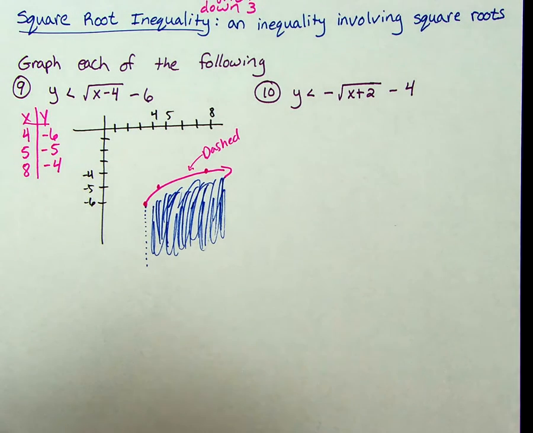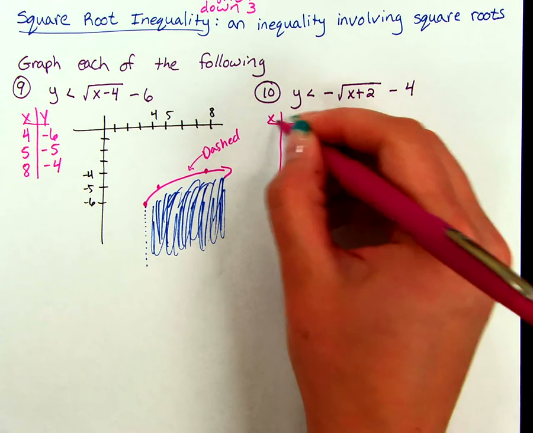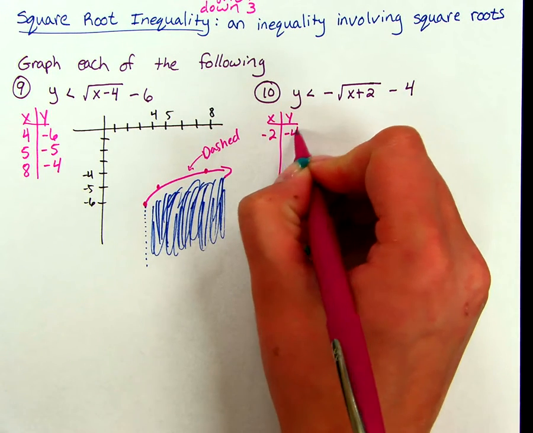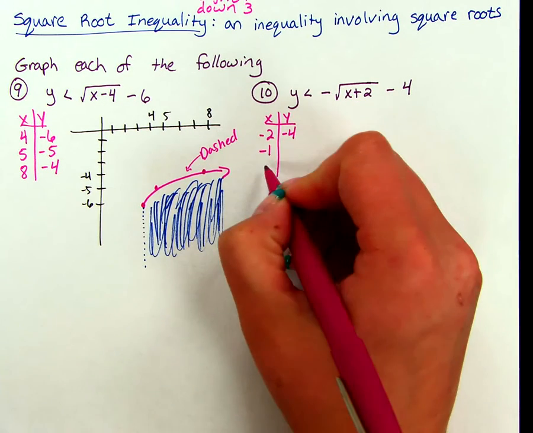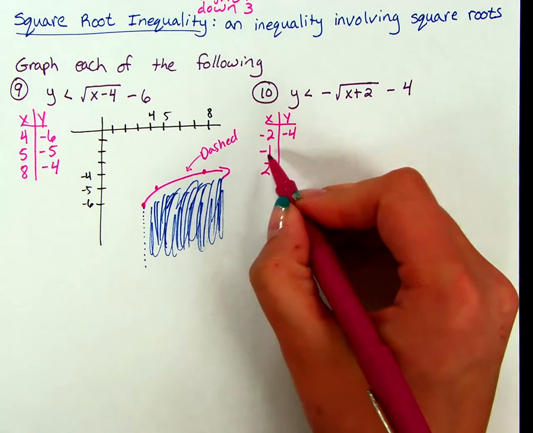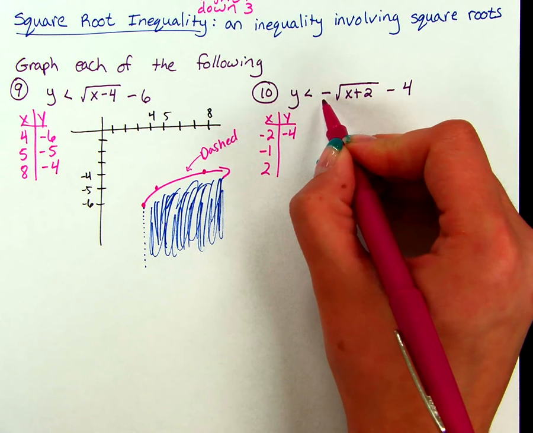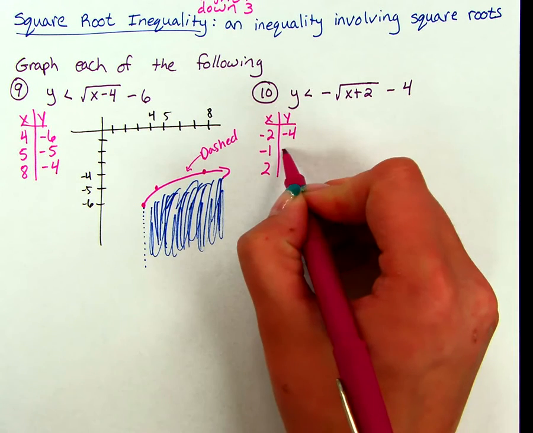All right, let's try another one. So again, let's start by finding our vertex and making our t-chart. So -2, -4. So again, if we add 1, we're going to choose -1 for x. And then if we add 4, that will be 2 for the x value. Okay, so -1 plus 2 is 1. Square root of 1 is 1. And then it becomes negative. So -1 minus 4 is -5.